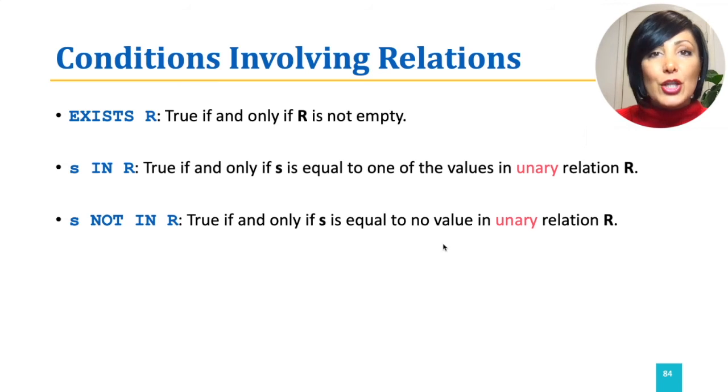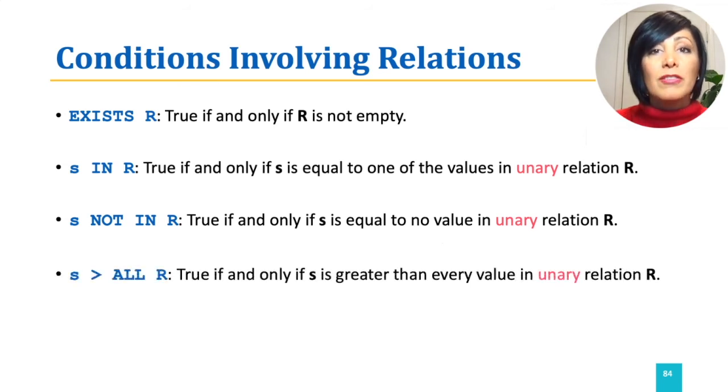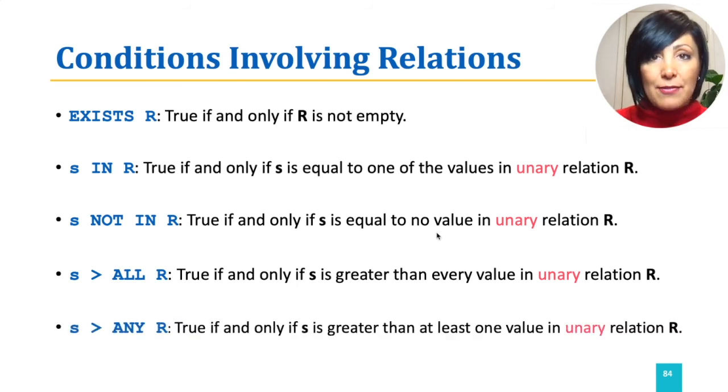All ensures comparison to all values within a unary relation. And any is true if and only if at least one value in the unary relation satisfies the condition.